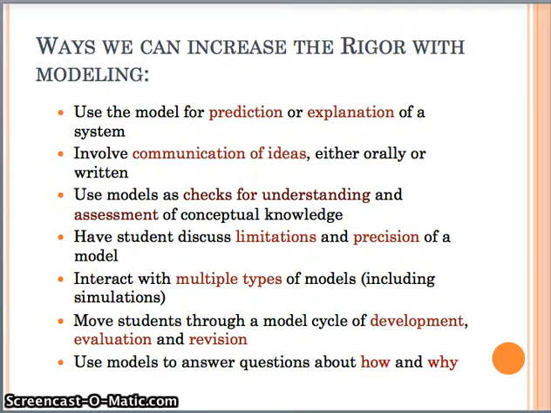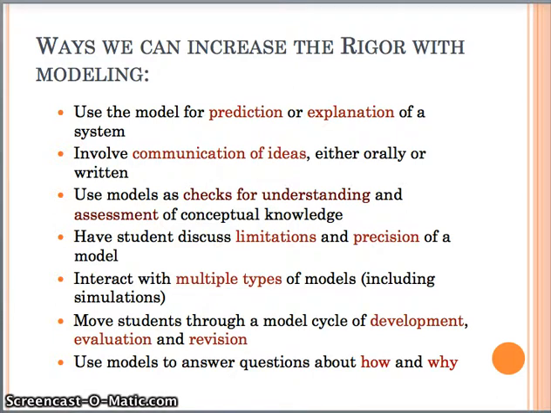Involve communication of ideas either orally or written from partners or small groups of students. Use the model as an assessment, either formative or summative, to check student understanding. Have the students discuss the limitations and precision of a model. Allow opportunities for students to interact with multiple types of model, including virtual simulations. Practice moving students through the 3 stages of a model cycle, including development, evaluation, and revision. Encourage students to use the model to answer questions about how and why.